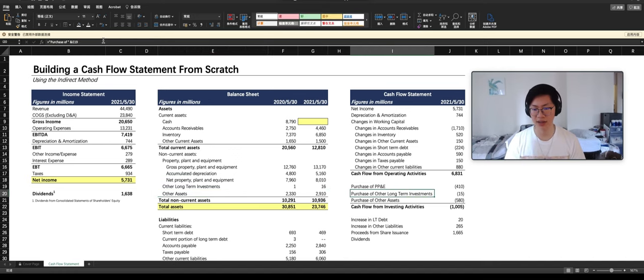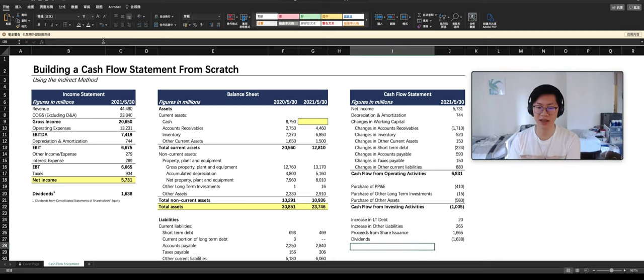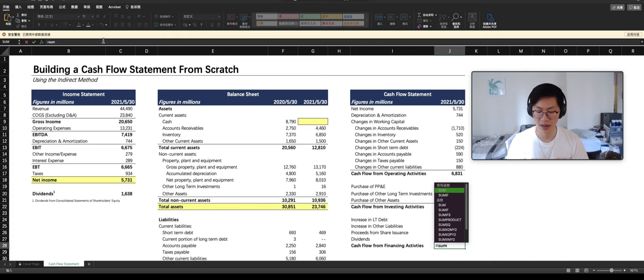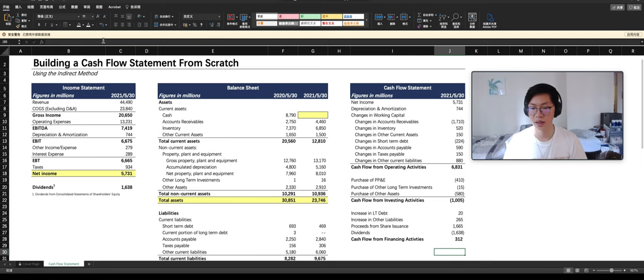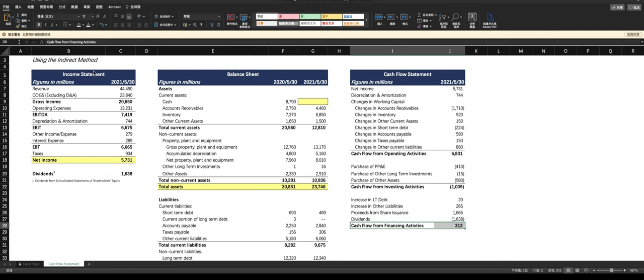So it equals 1,638. That is the dividends that we need to take. Dividends are a cash outflow, so we also need to press the F2 key and add a negative sign here. And that's pretty much the cash flow from financing activities. We just sum them all, and what we get is 312. So that's pretty much all of the cash changes at the top line.